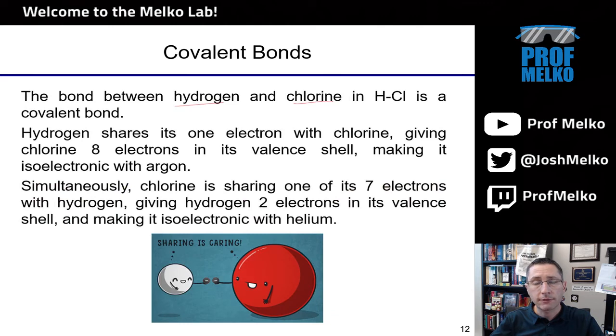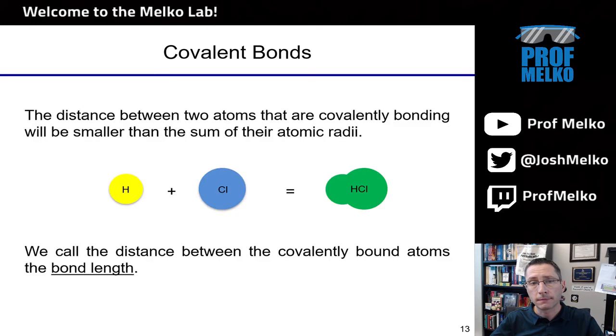Okay, so chlorine has 7. It uses hydrogen's 1 electron to make 8. Simultaneously, hydrogen is borrowing one of chlorine's shared electrons to get 2 valence electrons, making it isoelectronic, the same number of electrons as helium. So now both atoms are happy. The hydrogen here and the chlorine here now have full valence shells. That's the nature of the covalent bond.